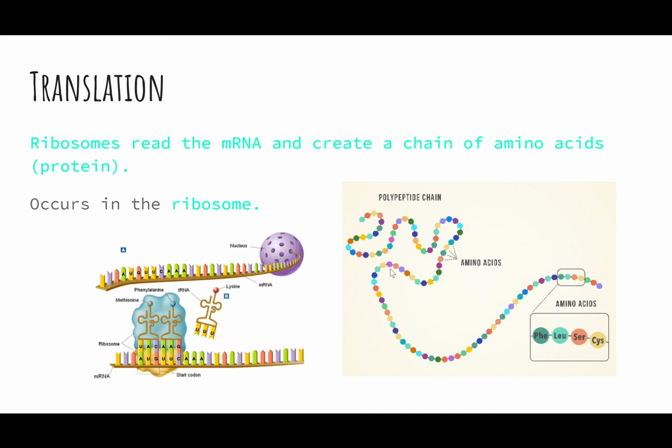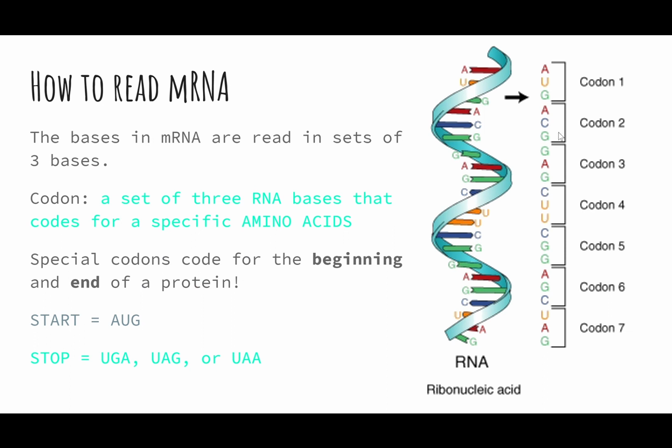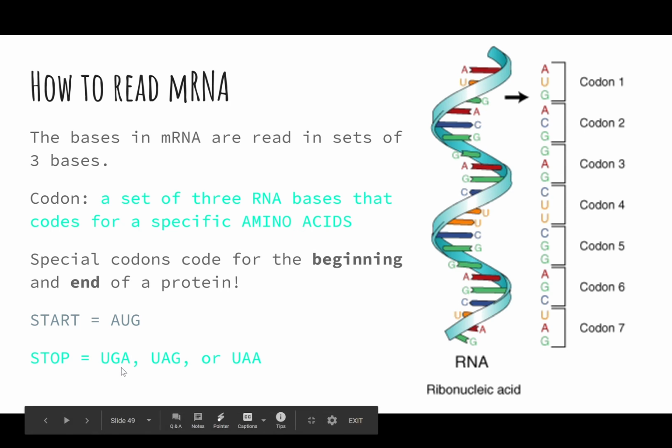If we go back to this picture, each of these little colored dots represents an amino acid, and it has a 3-letter word essentially that codes for it, okay, and that's what the ribosome is reading. We also have special codons, and they code for the beginning and the end of the protein. That way the ribosome knows where it starts and where it stops. We have special ones here, and it's good to be familiar with what they are.